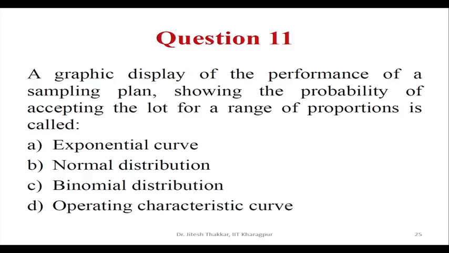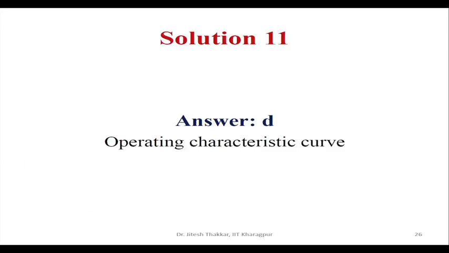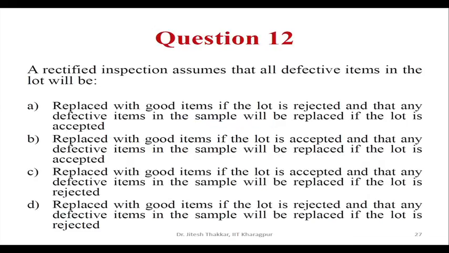Question 11. A graphic display of the performance of a sampling plan showing the probability of accepting the lot for a range of proportions is called A. Exponential curve, B. Normal distribution, C. Binomial distribution, and D. Operating characteristic curve. You can easily identify that the correct answer is D, which is operating characteristic curve.